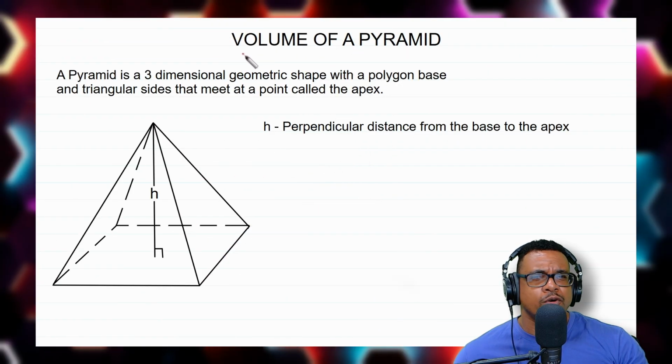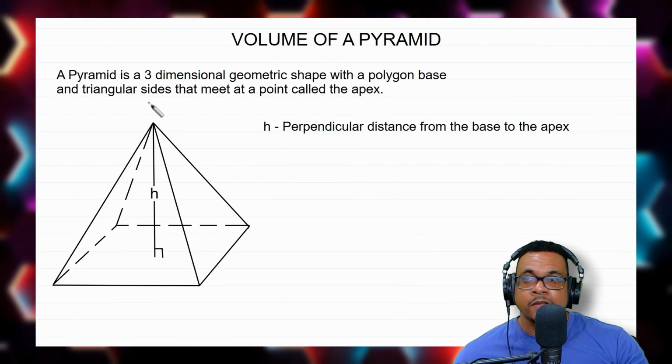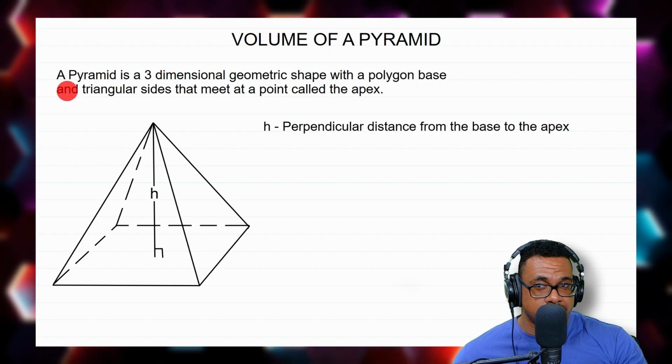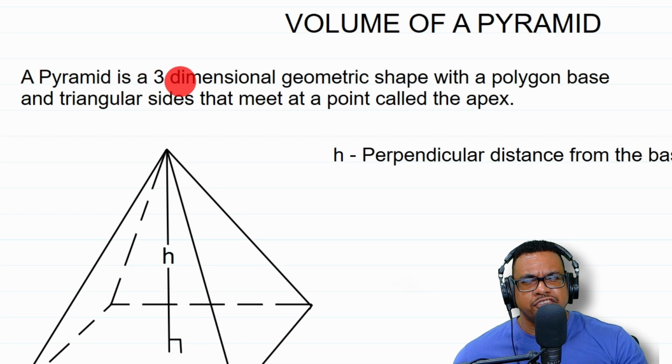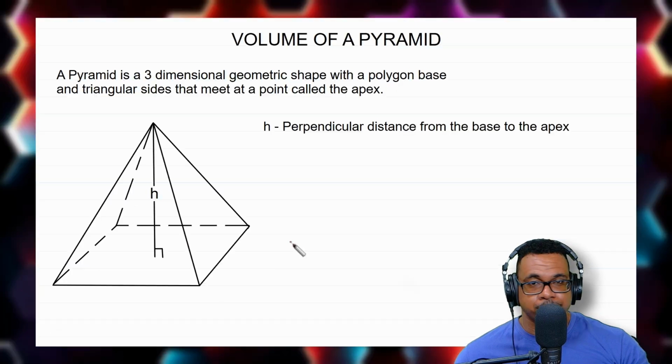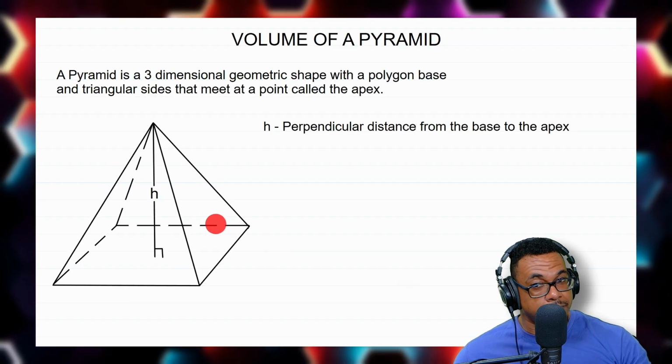In this video, we're going to look at the volume of a pyramid. Now here we have a little definition of a pyramid. A pyramid is a three-dimensional geometric shape with a polygon base and triangular sides that meet at a point called the apex. So here I have a little diagram of a pyramid.